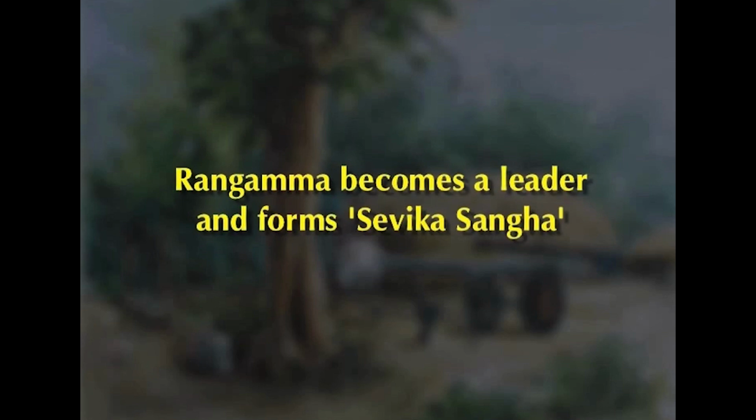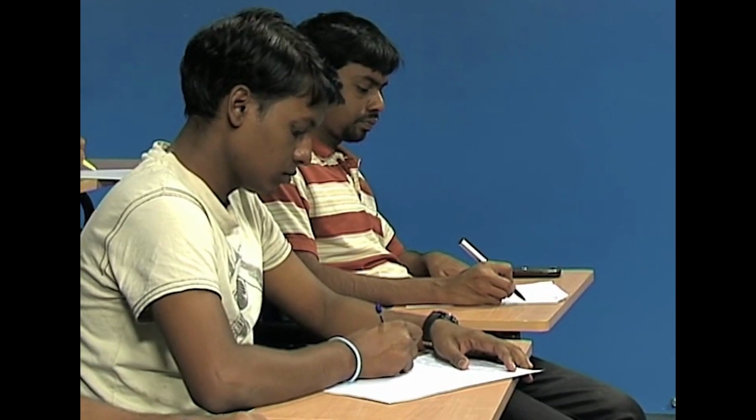Rangamma becomes the leader of the Congress activities and forms the women's corps, the Sevika Sangha, where she trains them to be prepared to face the blows of the lathis of the policemen. Murthy is released and he comes back with a renewed vigor.